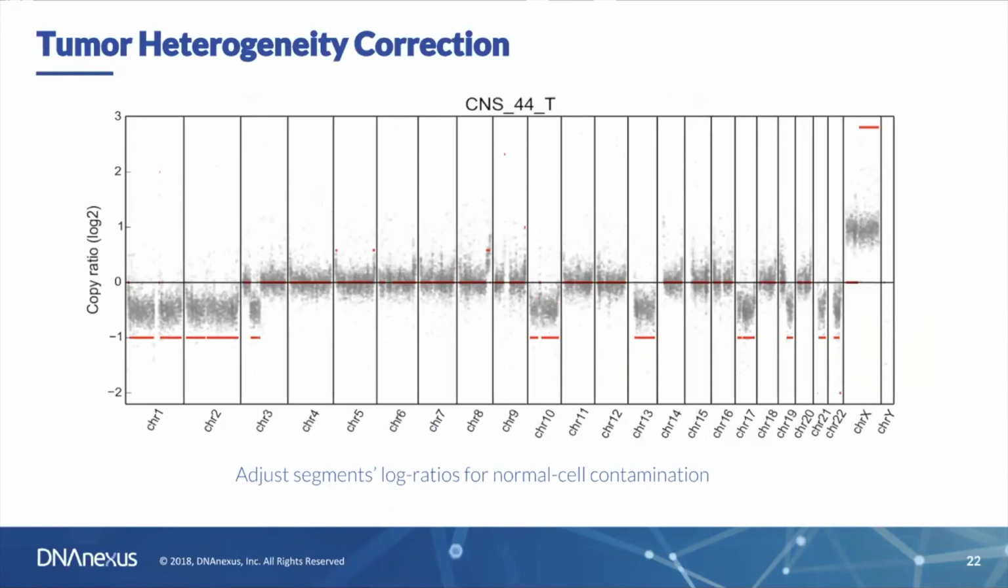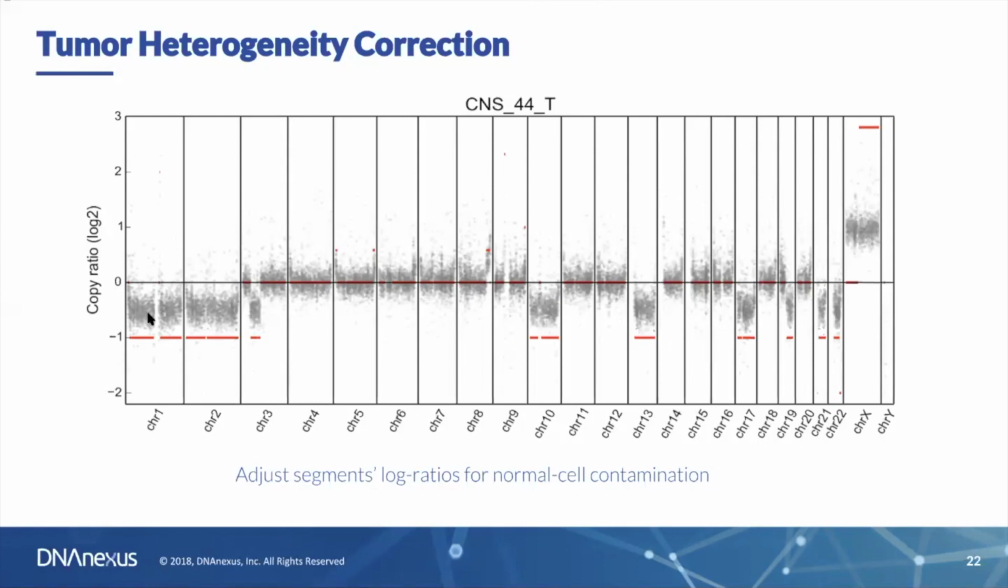Finally, I mentioned that you can use the tumor purity input to the app to automatically adjust segments. Here's what that looks like in practice. The gray dots are before the tumor heterogeneity correction. We see that this tumor sample was maybe 50% tumor cells, 50% normal. That's typical.